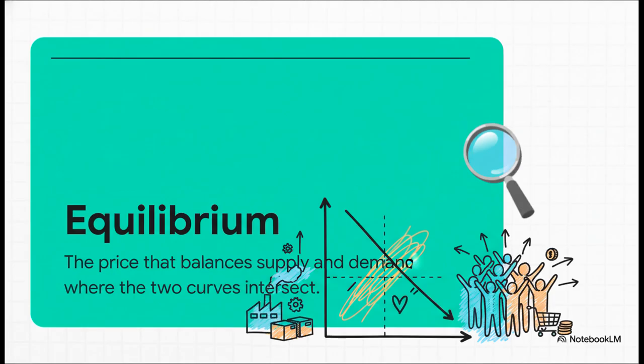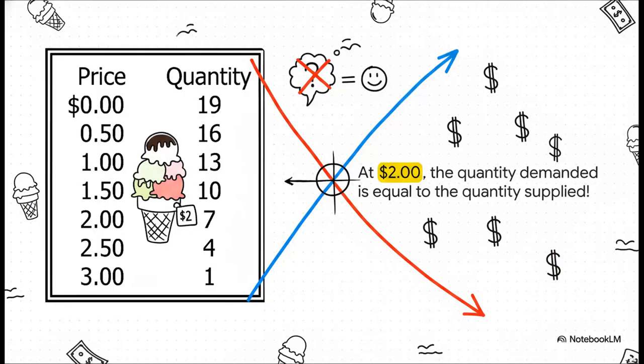It's that one single price where the amount of stuff sellers want to sell is exactly the same as the amount of stuff buyers want to buy. And here it is. This is the solution to our entire price puzzle. When you lay the supply curve over the demand curve, look, they cross at exactly one point. For our ice cream market, that happens at a price of $2, where exactly 7 cones are bought and sold. This is the market price. No other price works perfectly for both sides.